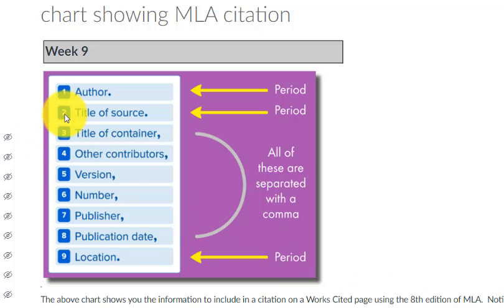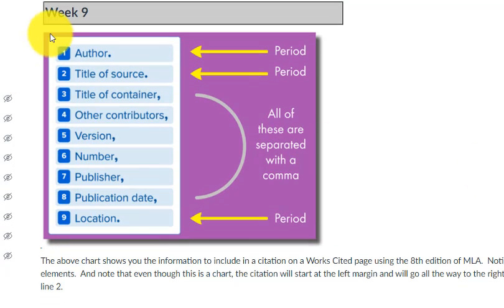By the way, when you're preparing the works cited, all of this information will start at the left margin and go all the way over to the right margin. Even though this is in a column, your works cited entry will not be a column. Okay, I'm going to pause the recording and switch screens.